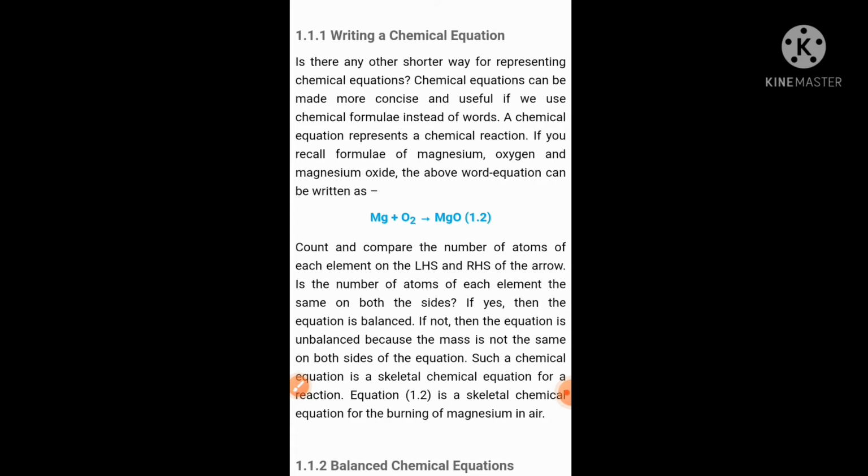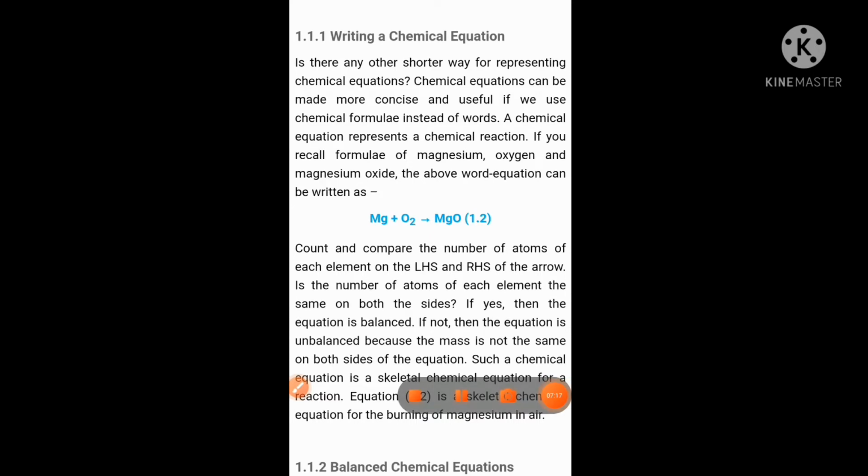That is, the mass of reactant should be equal to the mass of product. Means in order to satisfy the law of conservation of mass, we balance any chemical equation. Why do we balance a chemical equation? In order to satisfy the law of conservation of mass, we need to balance any chemical equation. Understood?